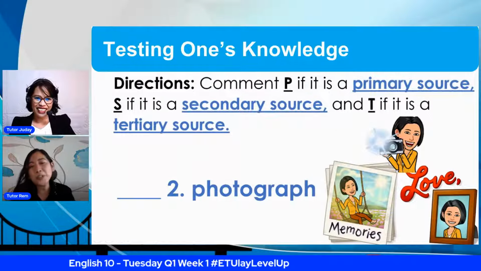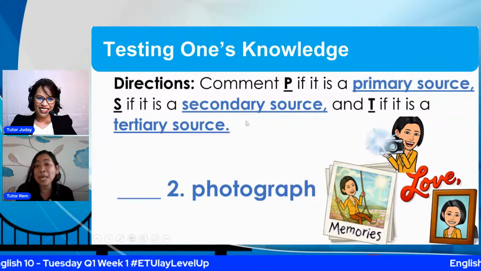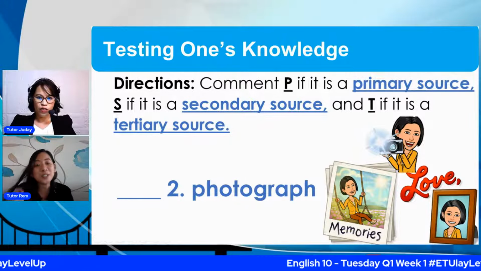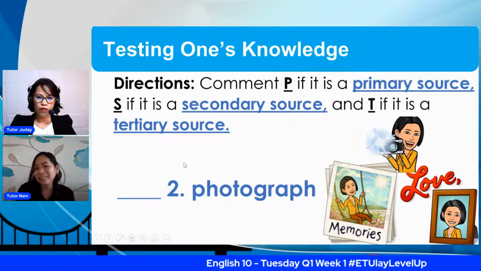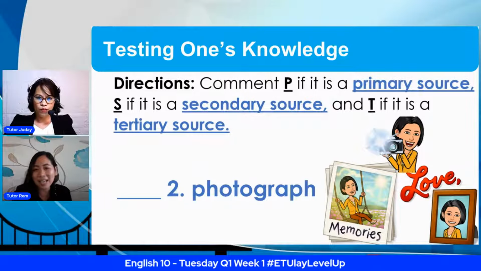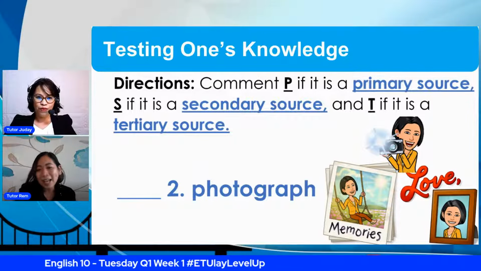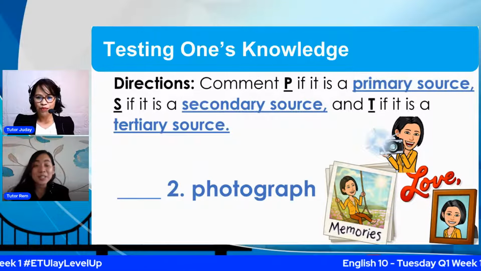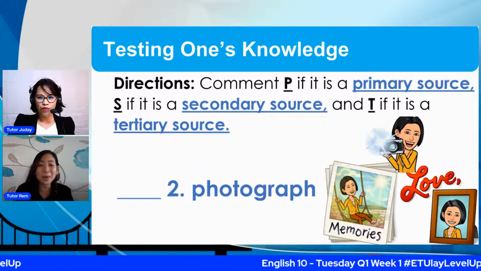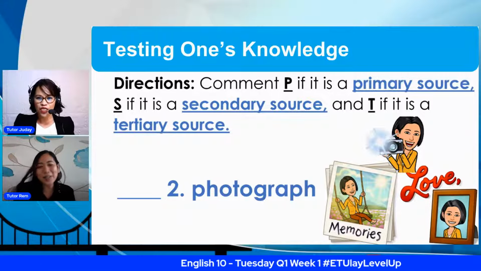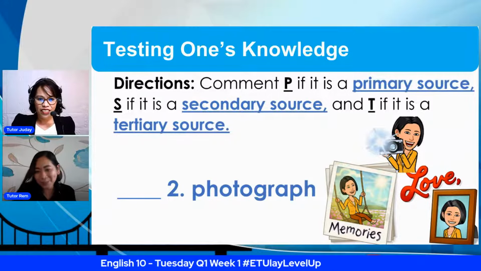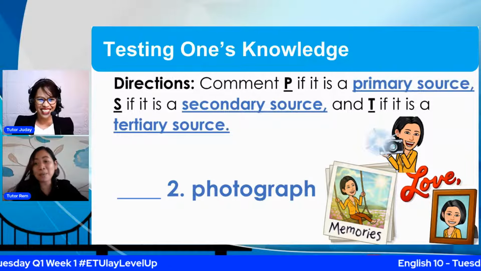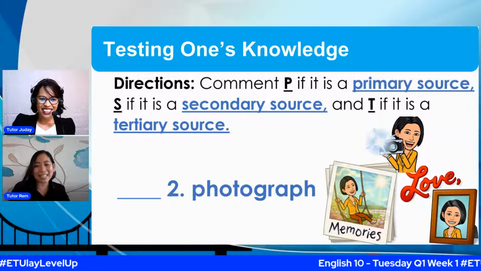Okay, wonders, for number two: comment P if it is primary, S if it's secondary, and T if it's tertiary. Photograph. What is this? Where does it belong? Comment the number two and your answer. Just choose the letter P, S, or T. Start answering now. Wow, we have an answer. We have from Jamie B, P.